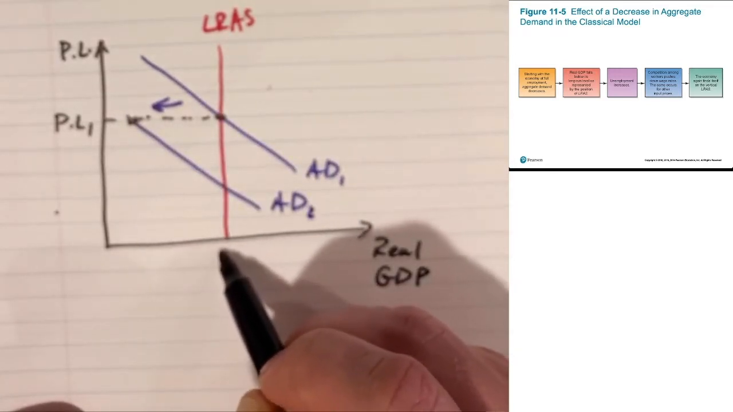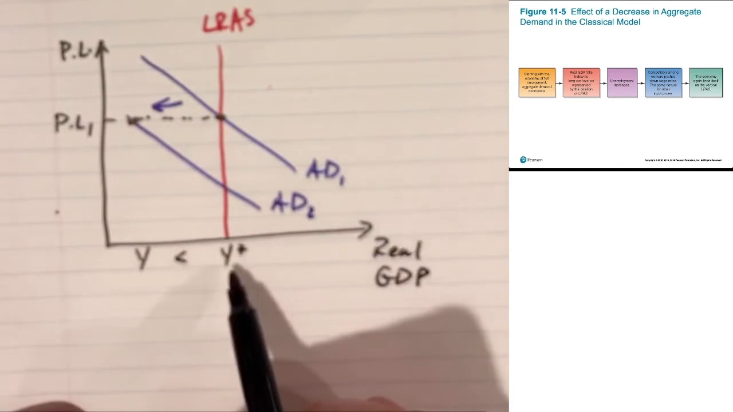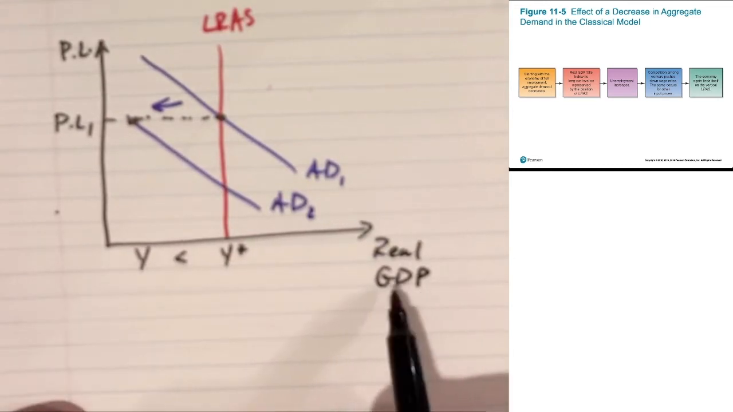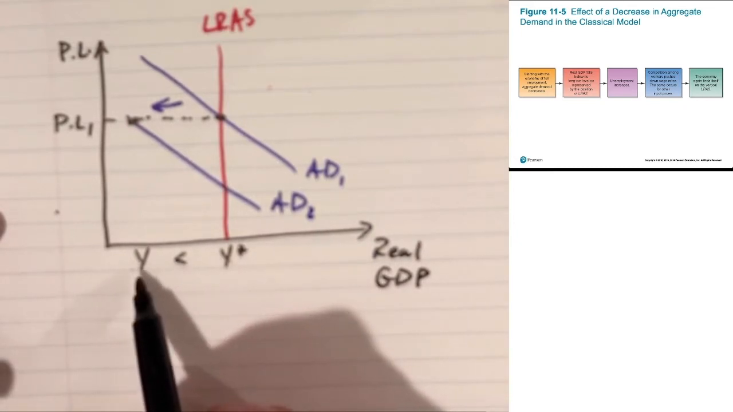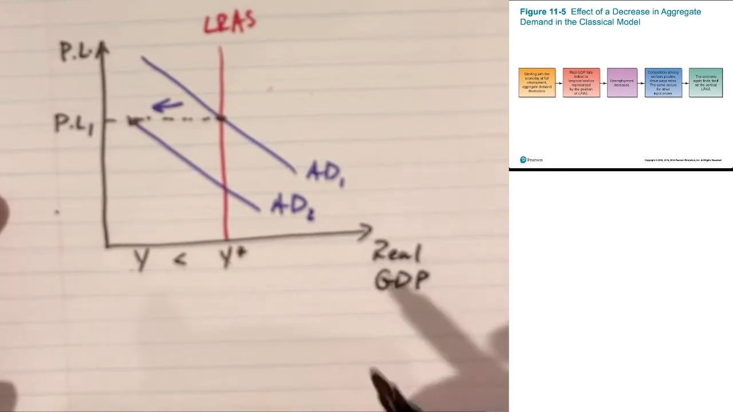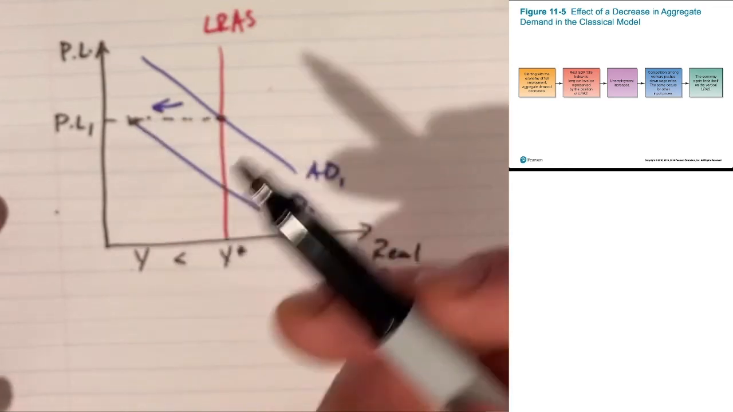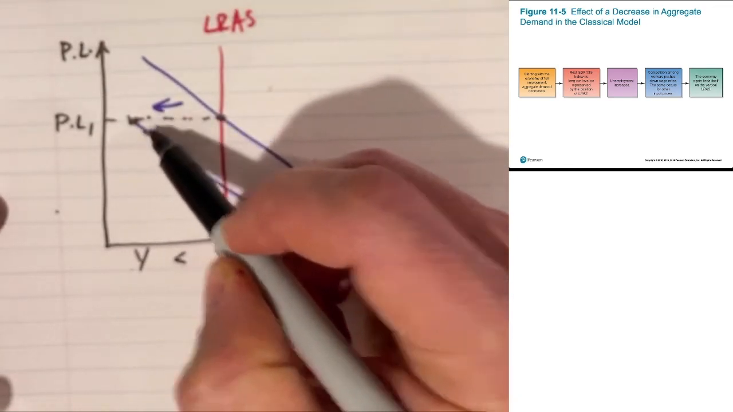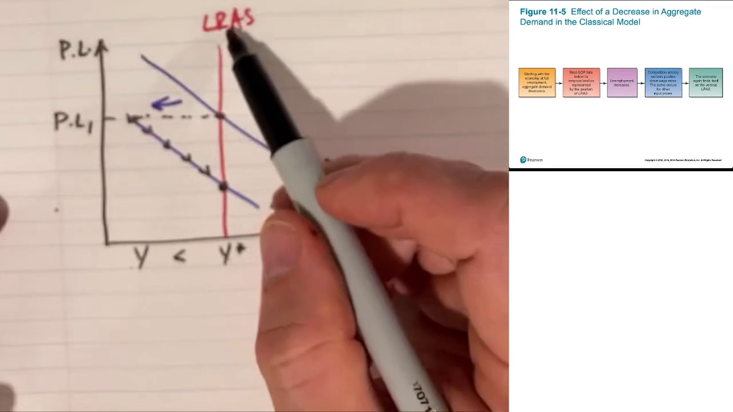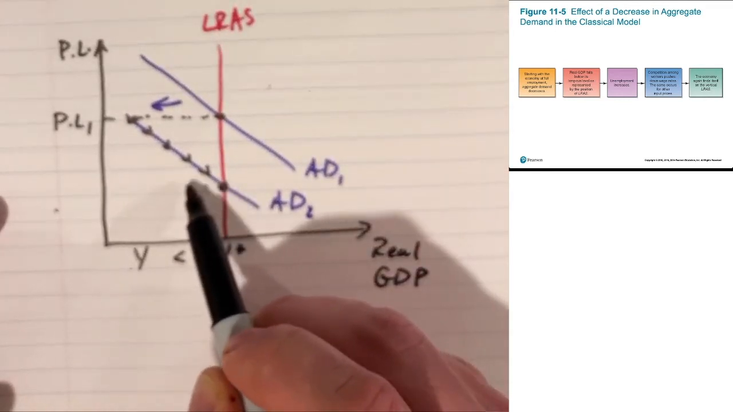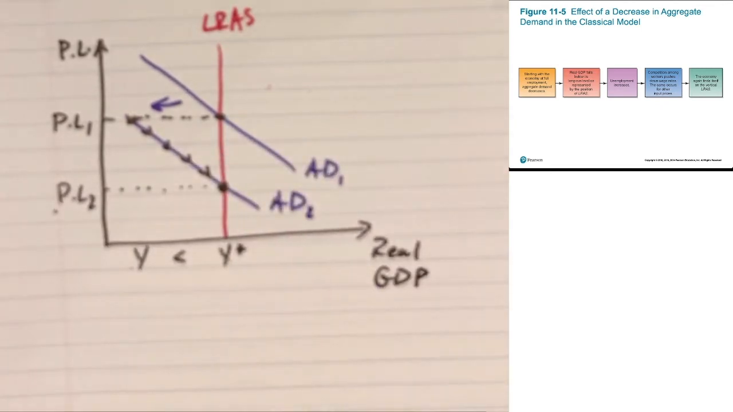So here we have full employment output. Here we have a level of output that's less. And remember that employment and real GDP are directly related. So if we have a decrease in real GDP, we have a decrease in employment. In other words, we have unemployment. And when we have unemployment, that causes pressure for workers' wages to decrease, as well as other prices in the economy. And as those prices decrease, we find ourselves back on the long-run aggregate supply curve, albeit at a lower price level. So some deflation.